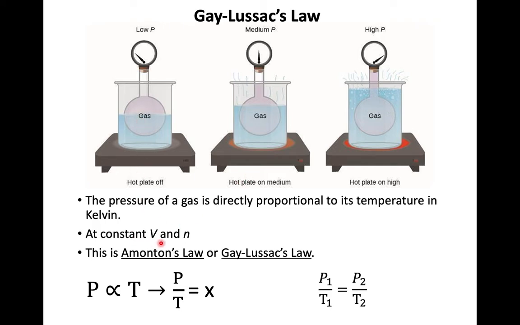And here again, we're controlling volume. So the flask is the same size. We're not modifying the size of the flask, and we're not changing n, so we're not allowing any gas to escape, and we're not adding any gas. So at constant V and constant N, we get this relationship, which is now called either Amontons's law or the Gay-Lussac law, which relates temperature and pressure. Shows they are directly related.